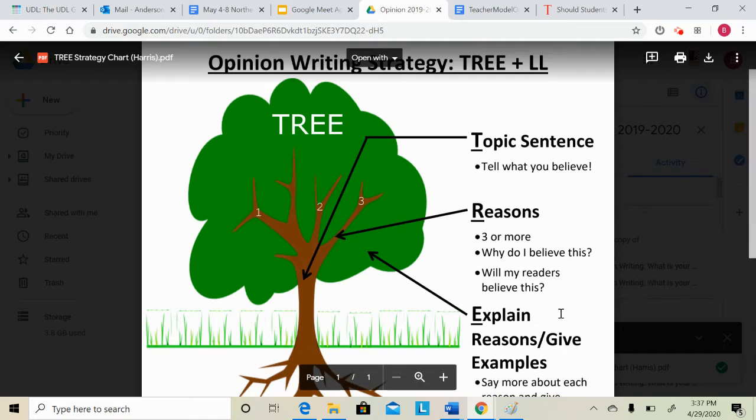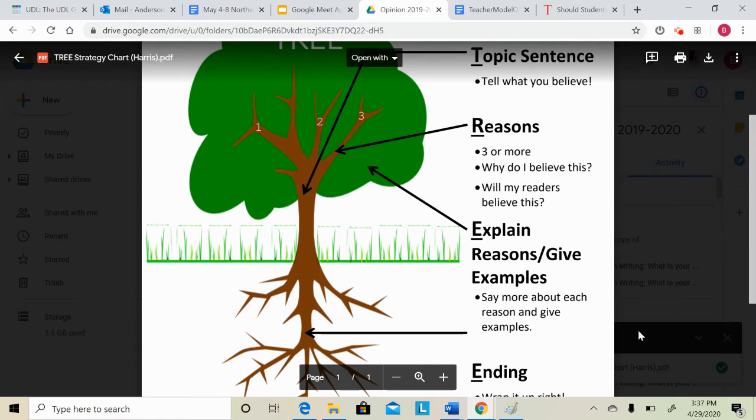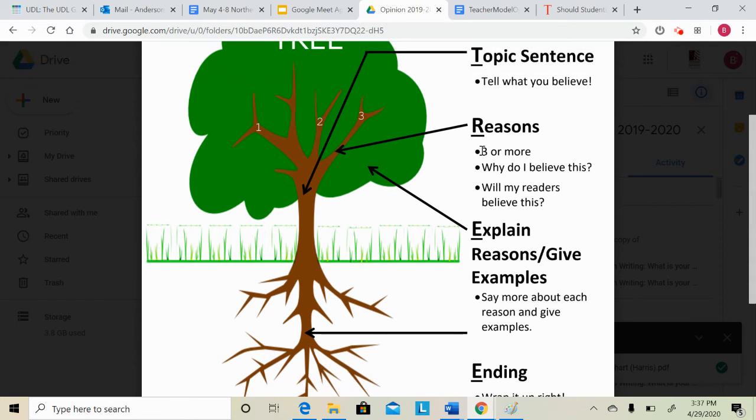The first E stands for examples or elaborations. Each of the reasons should be followed by an example or an elaboration. You have to explain about your reasons so the reader can have details and understand why your reasons are what they are.